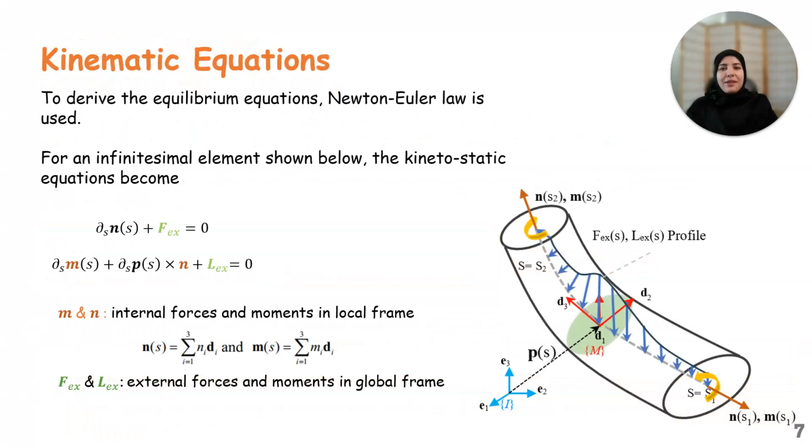Now let's get to kinematic equations. To derive the equilibrium equations, we use Newton-Euler law here. We consider an infinitesimal element as you can see here and write down the balance equations for force and moment for this element. The results will be these two formulas here. I'm gonna go in detail how we obtain these two in next slides.